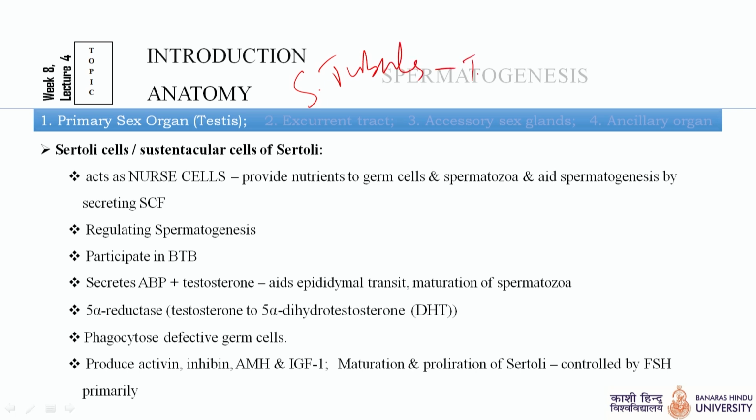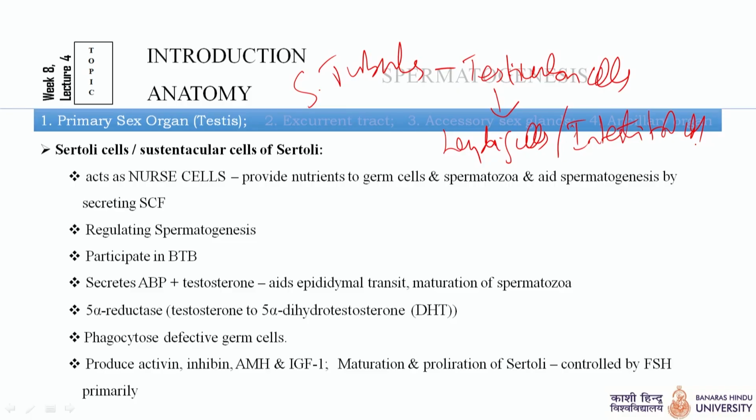So the first cell is called the testicular cell. These testicular cells are nothing but the Leydig cells, which you can also call the interstitial cells. Now why are they called interstitial cells? Because they are present in between, in the space between the tubules. That is why it is called the interstitial space. The other name is Leydig cells.